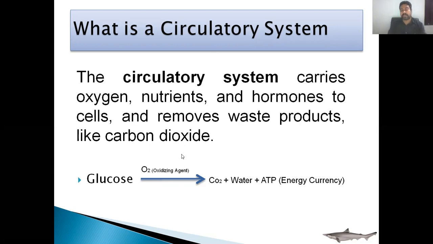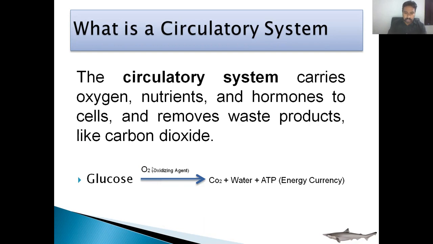So in the previous videos, we have seen that this glucose molecule is produced from the carbohydrates after the breaking down by enzymes of the digestive system, and this oxygen gas is coming from the respiratory system. This oxygen gas is oxidizing this glucose and energy is produced.